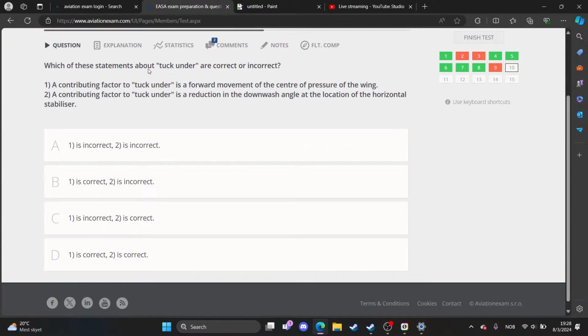Which of these statements about tuck under are correct or incorrect? Tuck under is forward movement of the center of pressure. No, it needs to go rearwards. A contributing factor of tuck under is reduction in downwash at the location of the horizontal stabilizer. This one's correct. This one's incorrect. Correct.